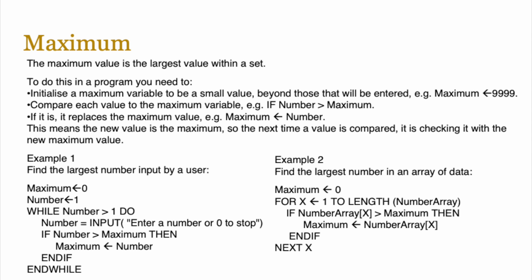If you look at both examples, you'll probably see that maximum is initialized to a very small value, in this case 0, and then we go through a loop. In the first example, we input a number, and if that number is greater than the maximum, then maximum becomes that number. And the same happens in example 2, where we go through a list of items in an array, and then we compare that to the maximum, and if they're greater than the maximum, then that number becomes the maximum.